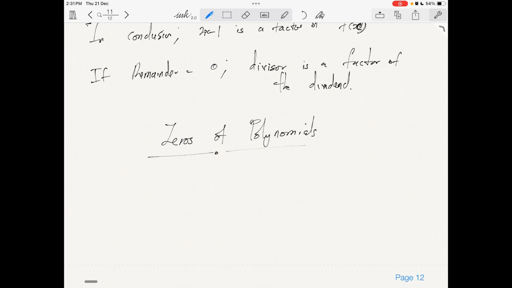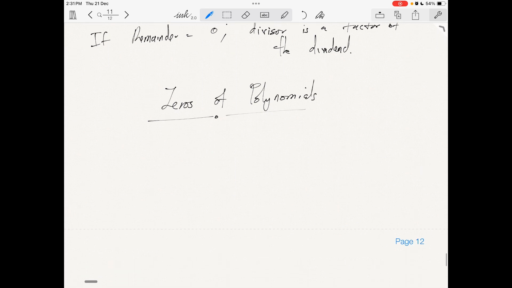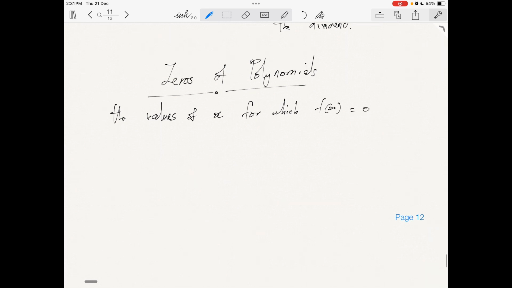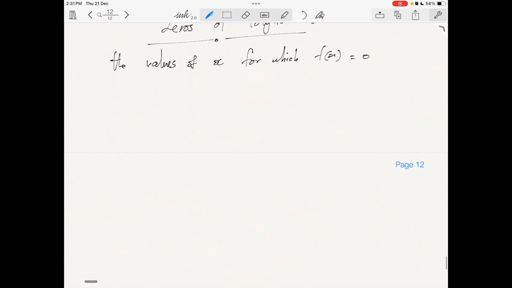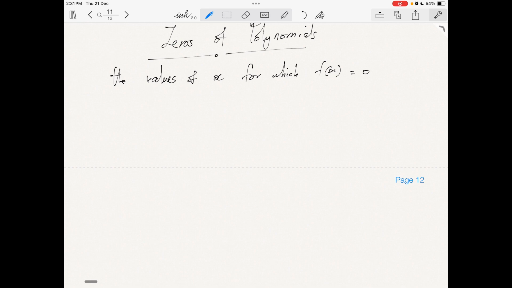Now, when we are given a polynomial and we are asked to find the zeros, the zeros of a polynomial means the values of x for which the polynomial f of x is equal to 0. So all we have to do is equate the polynomial to 0. So let's take examples.